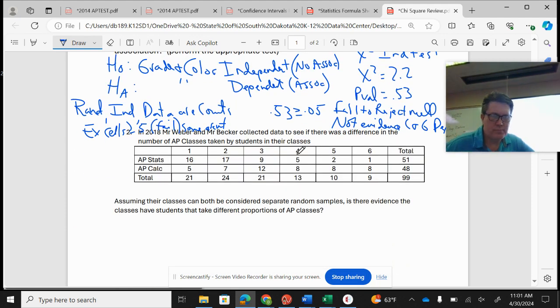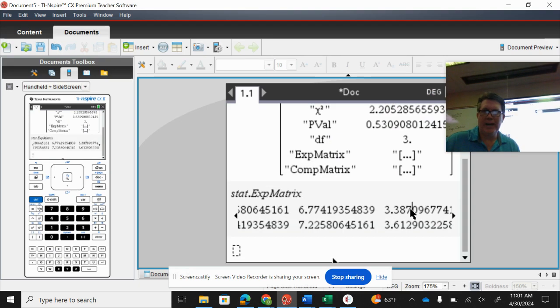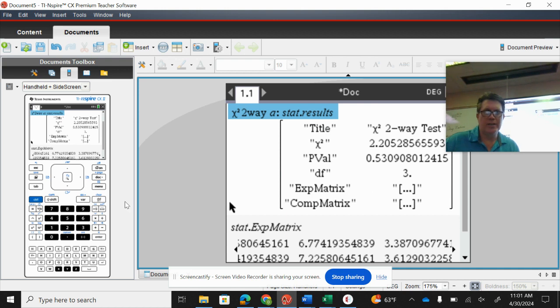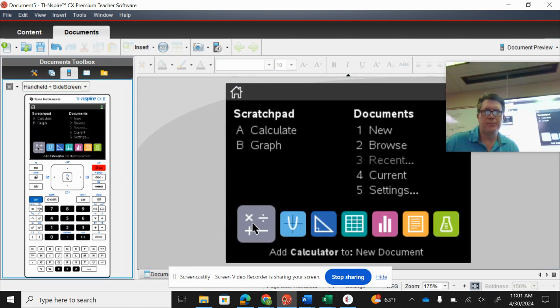Okay. So the next one, in 2018, Mr. Weber and Mr. Becker collected data to see if there was a difference in the number of AP classes taken by students in their classes. Now, AP Stats is going to be treated as one group and Calc as another group. So again, we've got a 2 by 6. So 2 and 6, we're going to take 1 times 5, going to be 5 degrees of freedom. You might have to know that. Notice we had 3 degrees of freedom back here.